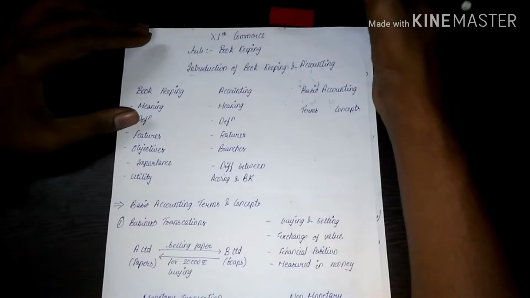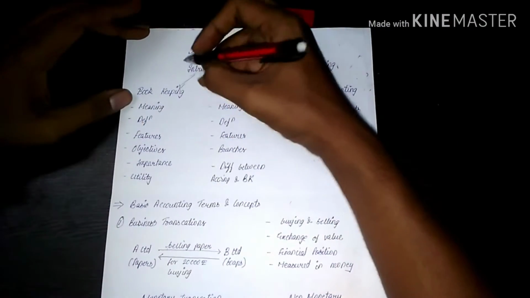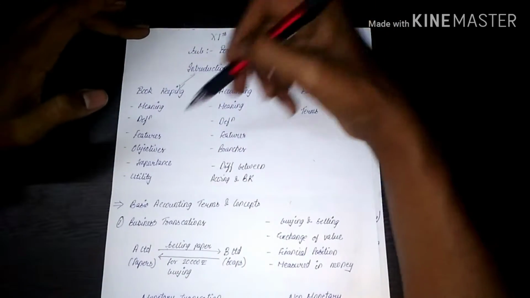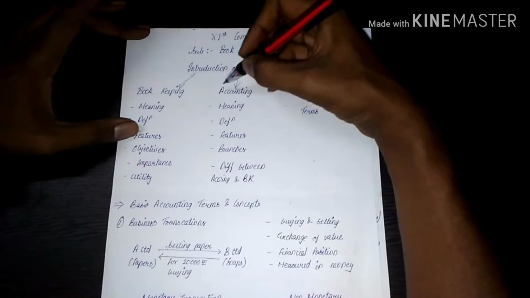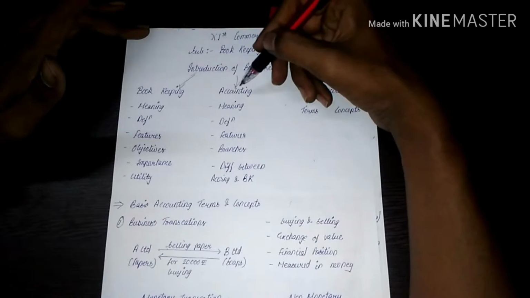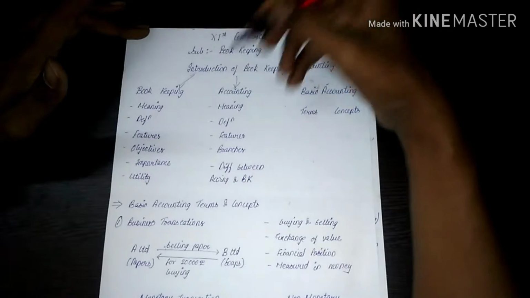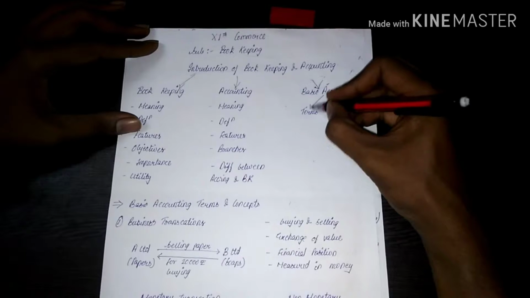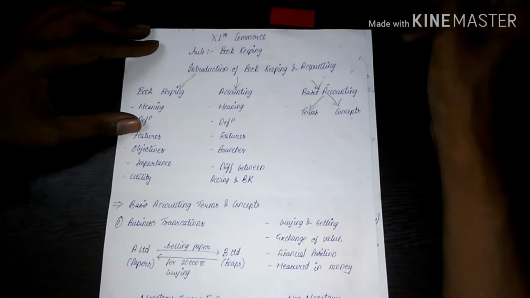Now, this chapter is basically divided into three parts. The first is bookkeeping, which will give you meaning, definition, features, objectives, importance, and the utilities of bookkeeping. The second part is accounting, which will give you the meaning of accounting, definition, features, the various branches of accounting, and the difference between bookkeeping and accounting. The third part of the chapter is basic accounting terms and concepts, which, as the name suggests, will explain basic terms and concepts of accounting.